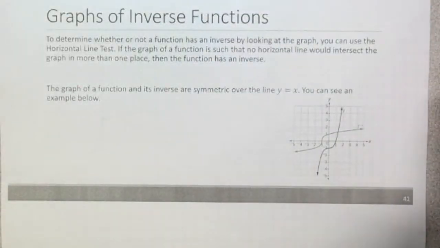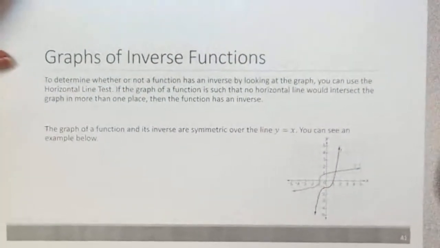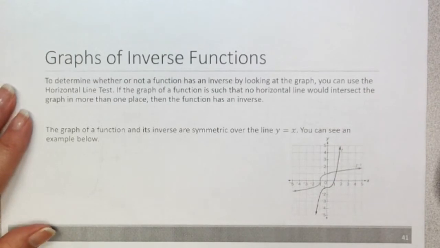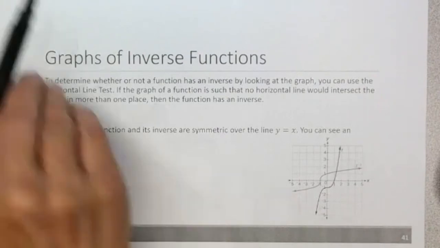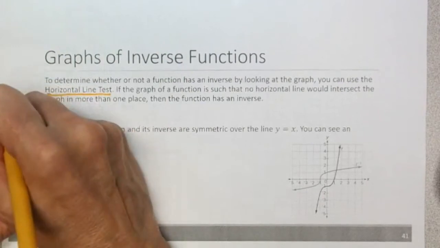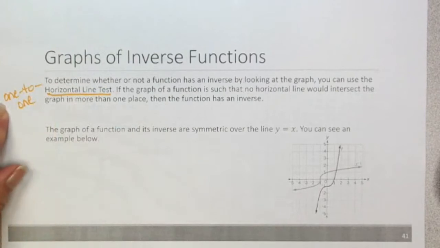Now let's talk for a minute about the graphs of inverse functions. Okay, we know that an inverse function reverses another function, or undoes, if you will, another function. When we're looking at the graphs of inverse functions, we have to keep in mind not all functions have inverses, right? If a function passes the horizontal line test, or if it's a one-to-one function, then it will have an inverse, okay?